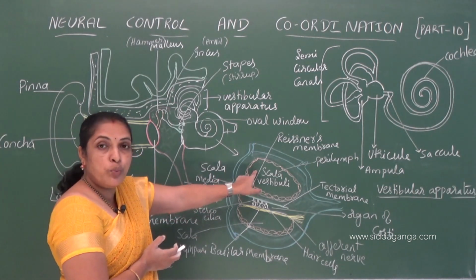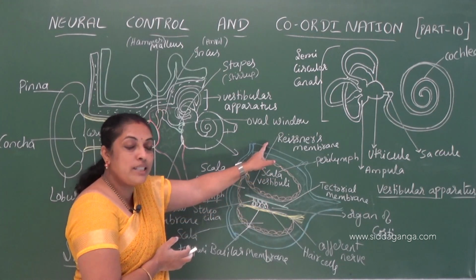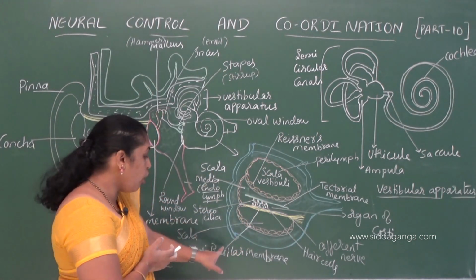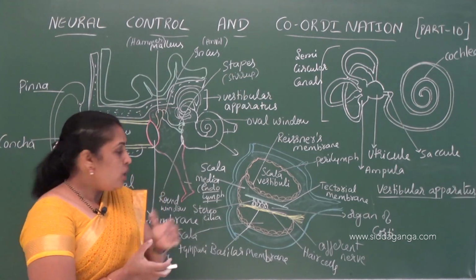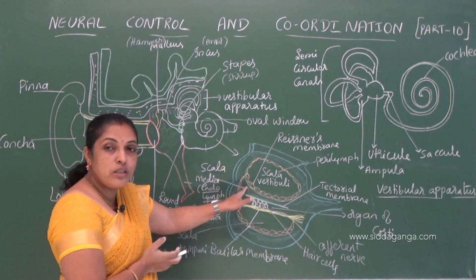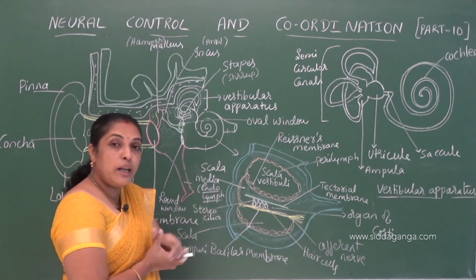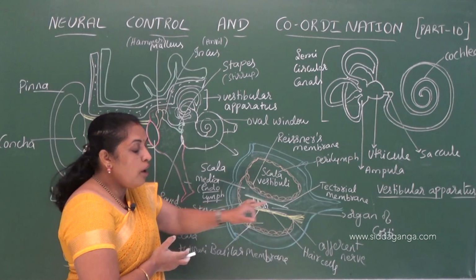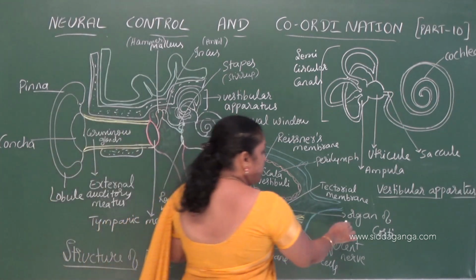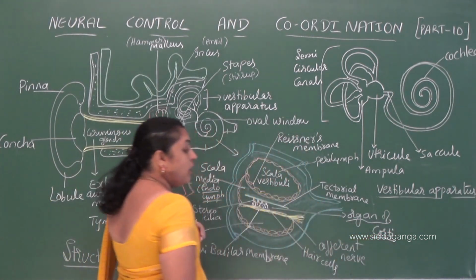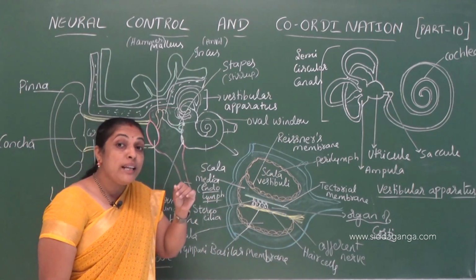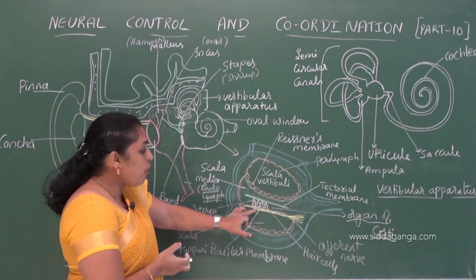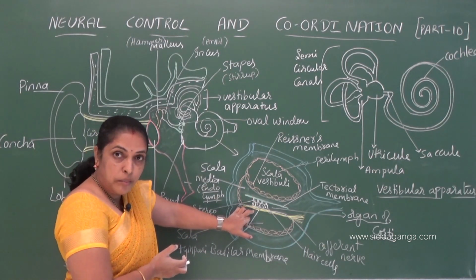The scala vestibuli is lined by a membrane called the vestibular membrane. The scala tympani is lined by a membrane called the basilar membrane. So the scala media has on one side the vestibular membrane, and on the other side the basilar membrane. We see the organ of Corti, which is a very important structure in the mechanism of hearing, present on the basilar membrane. That is also a competitive question for you. That organ of Corti lies on the basilar membrane.